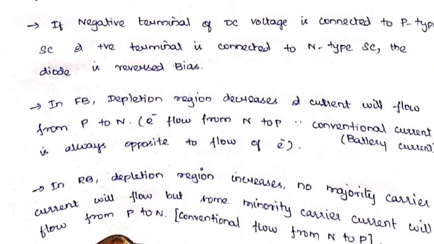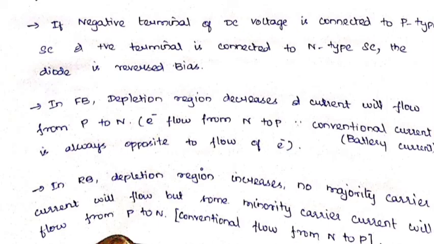If the negative terminal of the DC voltage or battery is connected to the p-type semiconductor and the positive terminal is connected to the n-type semiconductor, the diode is in reverse bias, which means the diode is in the off condition. In forward bias, the depletion region decreases. The depletion region usually forms near the junction.